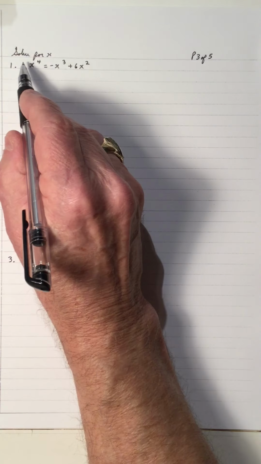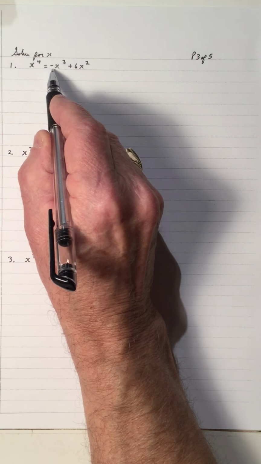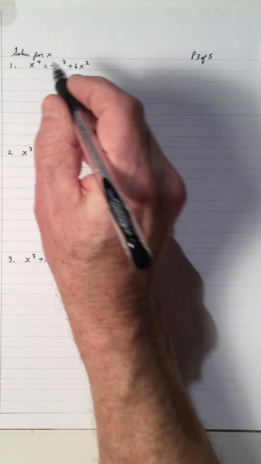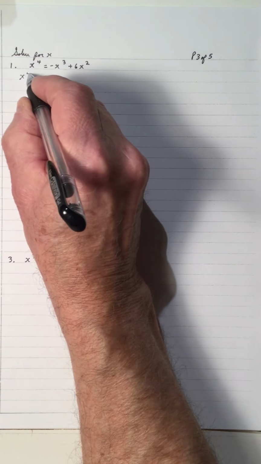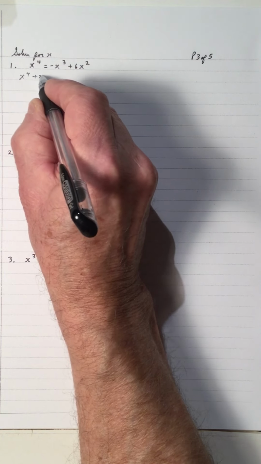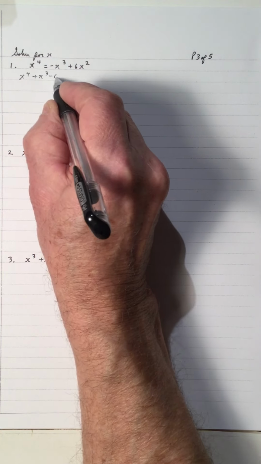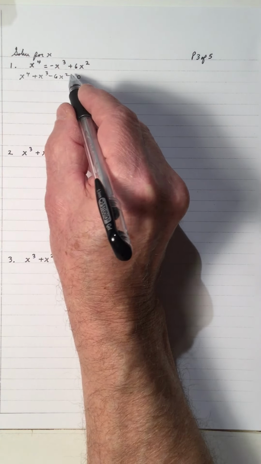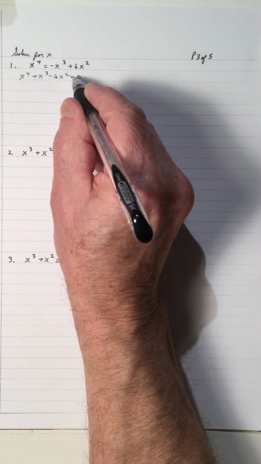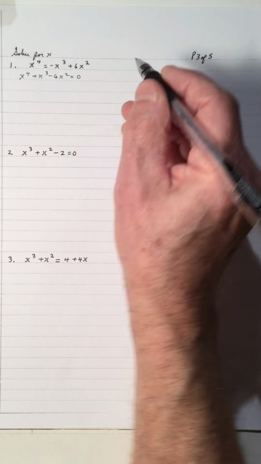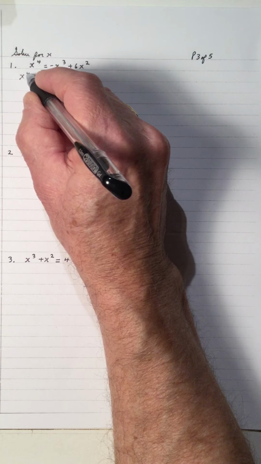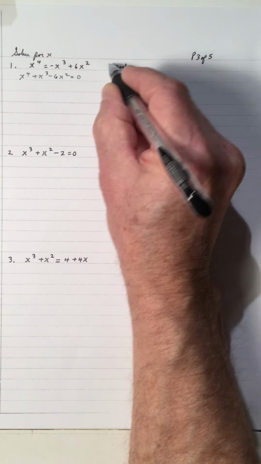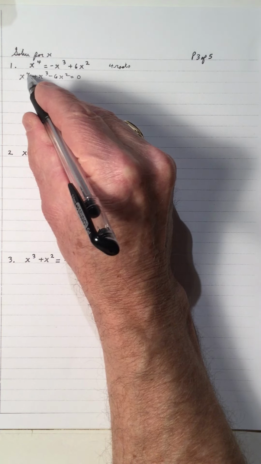The example we have here: solve x to the 4th minus x cubed plus 6x squared. Notice all terms have to be on the left, so we move them over. When I move them over, I have them in descending order and equal to 0. And notice the number of roots is the highest degree, so there are 4 roots in this one, because the highest degree is 4.